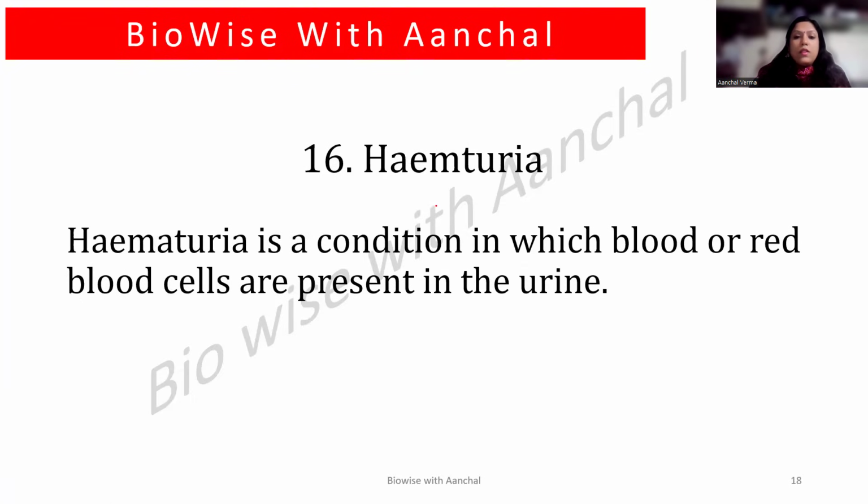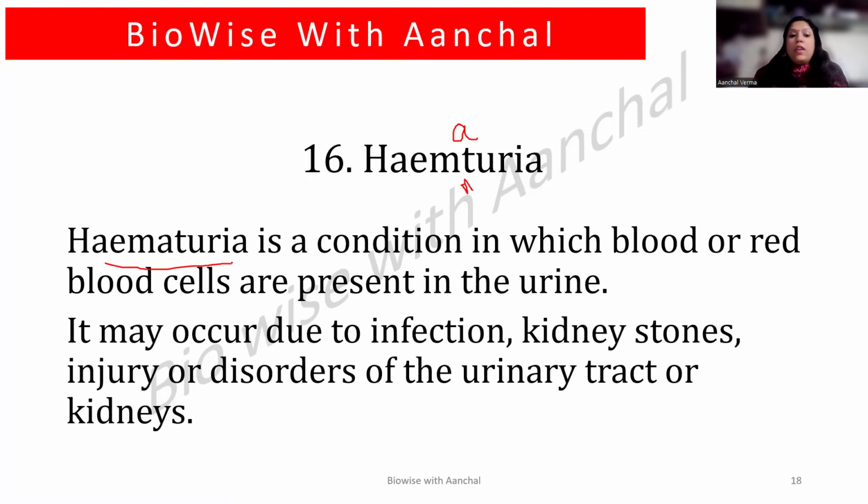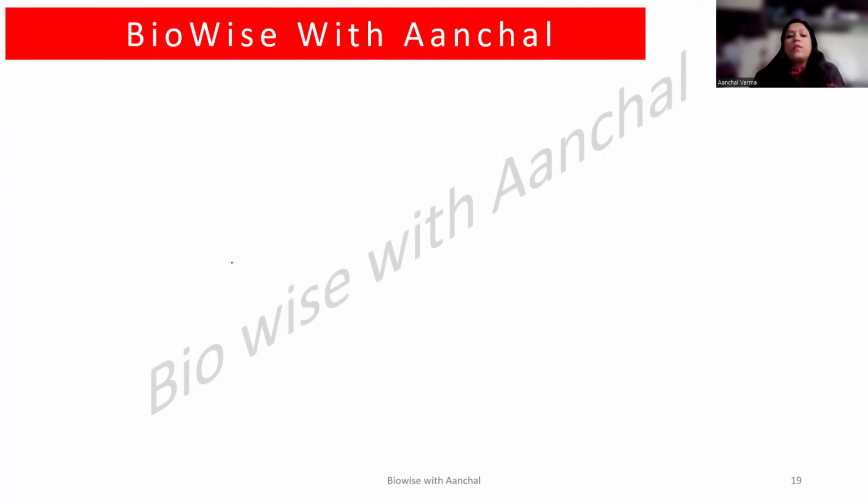So, you have A here. So, hematuria is a condition in which the blood or the red blood cells are present in the urine. It may occur due to infection, kidney stone, injury, or disorder of the urinary tract or kidneys. So, by any infection or any kidney stone, any rupturing of cells in the kidney or in the ureter, you get blood in the urine. The condition is called hematuria.